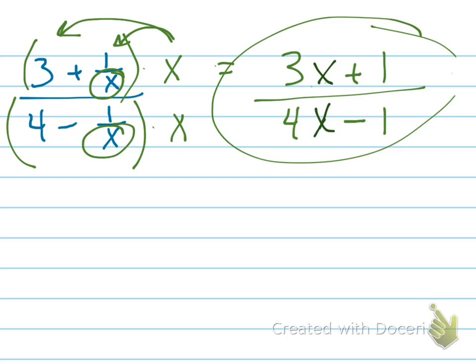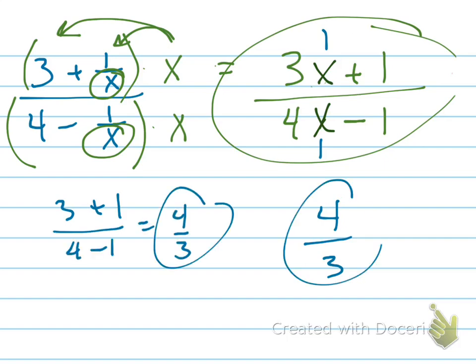So let's pick 1. Let's put 1 everywhere we see x. And what am I going to get? On the right side, I'm going to get 4 over 3. And on the left side, I'm going to get 3 plus 1 over 4 minus 1, which is 4 over 3. And look at that. They equal each other. So it checks out. We know we did it correct.